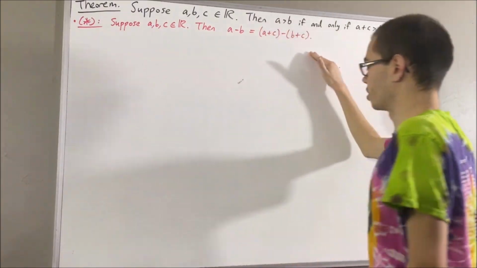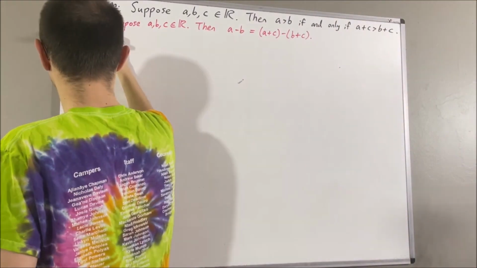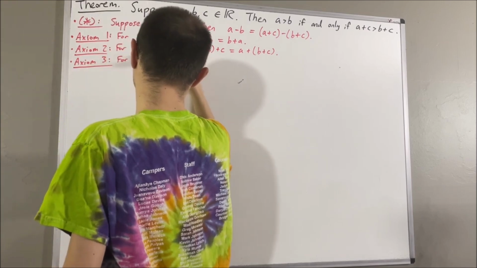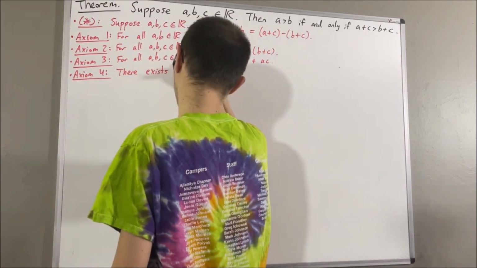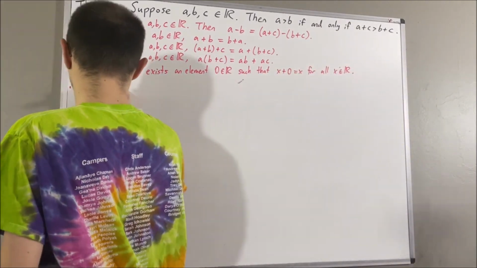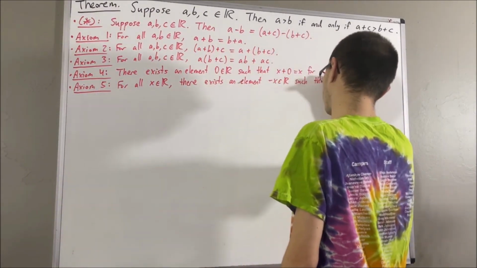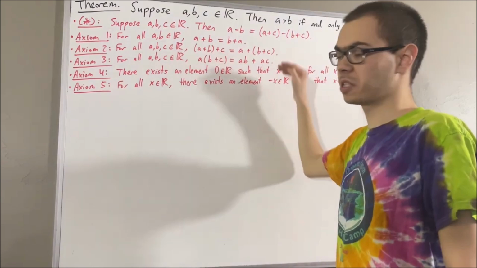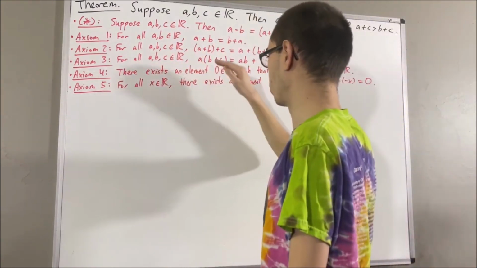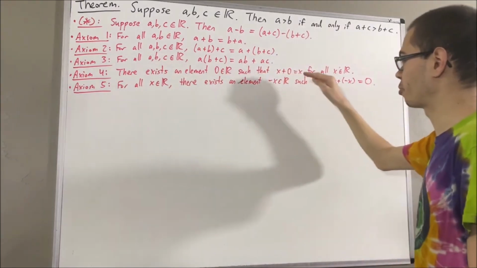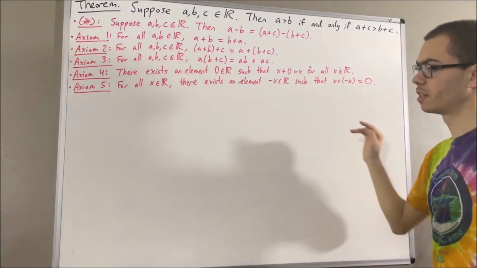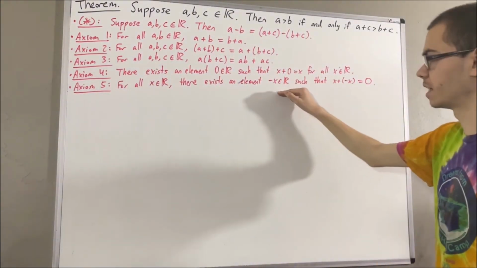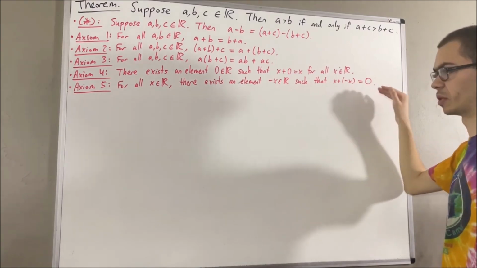Now, to prove this result, we are going to be using the following axioms. Axioms 1, 2, and 3 are just the commutative, associative, and distributive laws. Axiom 4 tells us that there exists a real number, which we call 0, that has the property that x plus 0 is equal to x for all real numbers x. And axiom 5 tells us, for all real numbers x, there exists a real number, which we call the negative of x, that has the property that x plus the negative of x is equal to 0.